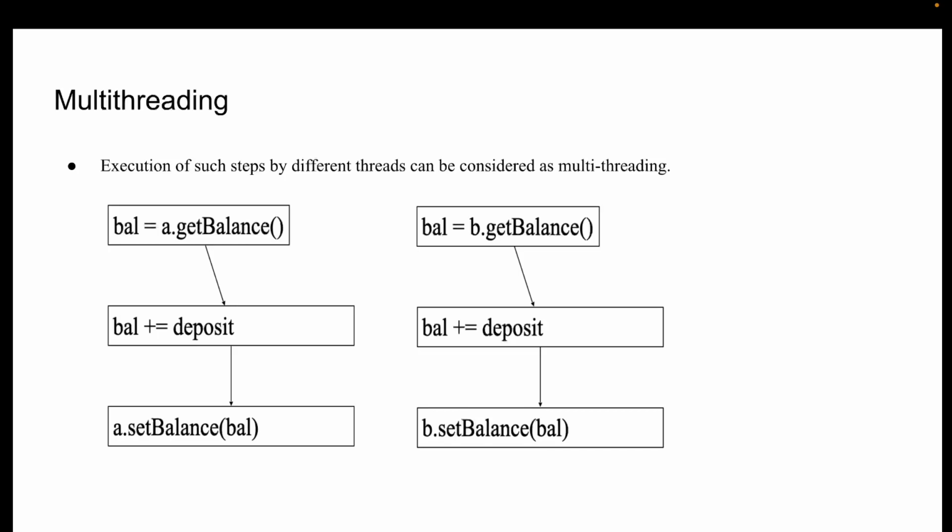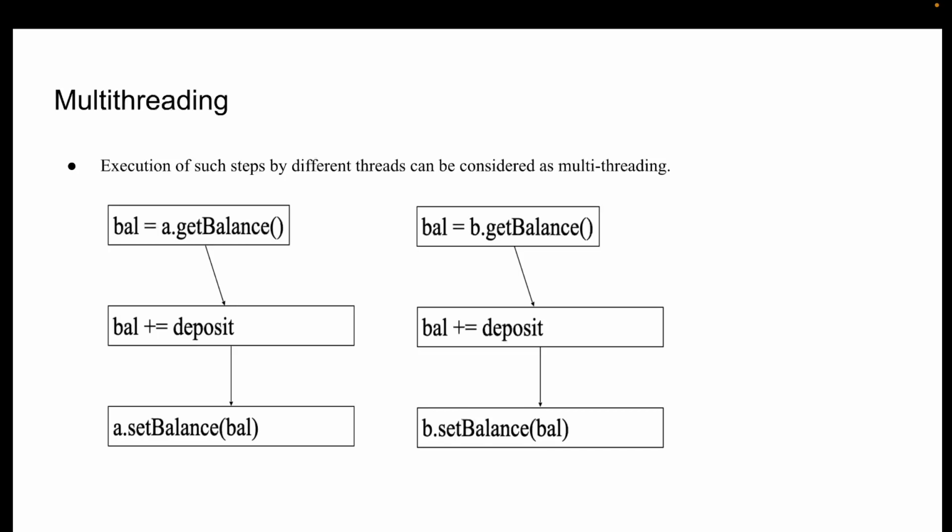Let's say one thread is getting the balance, depositing and setting the balance, and the other thread is also doing the same thing. So the action of one of the threads should not affect the other thread. That is achieved by synchronization of threads. So we'll go over that as well. But the action of one of the threads should not affect the other.